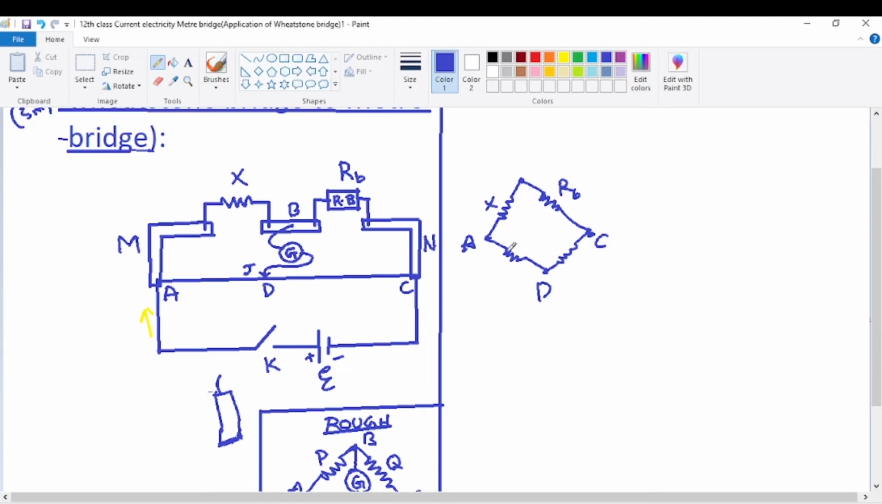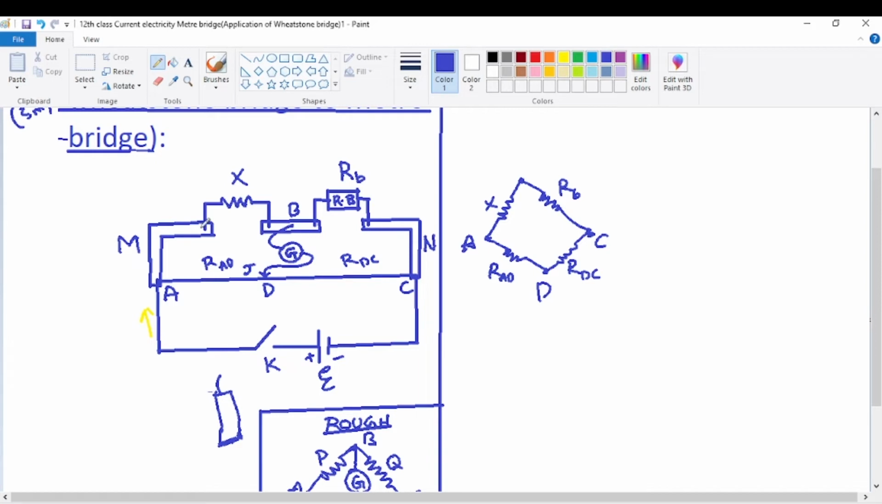Now just observe here. This resistance between A and D can be called RAD. And this resistance between D and C can be called RDC. So this is RAD and this, between D and C, is RDC this way. Now just see here between B and D.